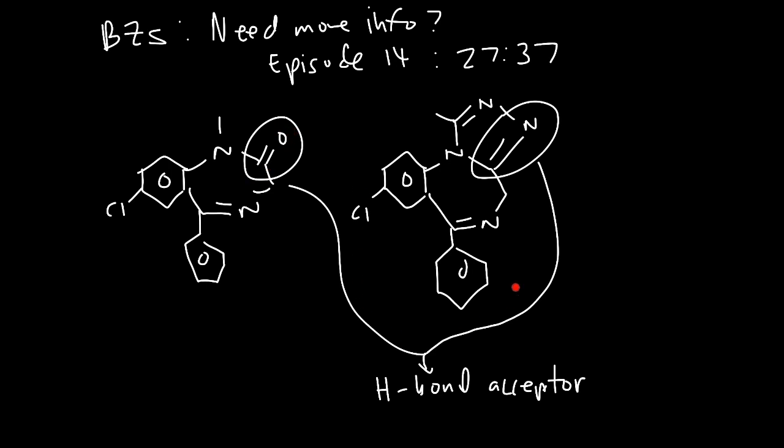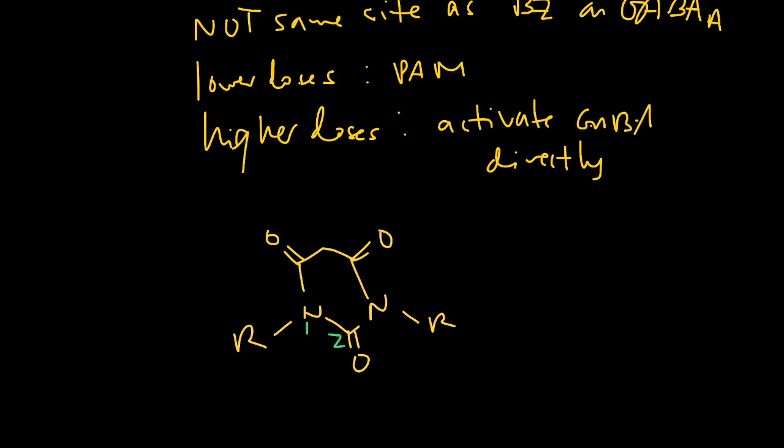So you have a double bond to an oxygen, and you also have a double bond to the nitrogen. These can both accept hydrogens. So the double bond oxygen or the double bond nitrogen at this position can accept the hydrogen bond. So now onto your barbiturates and your alcohols.